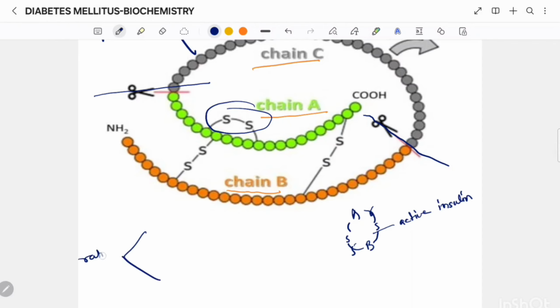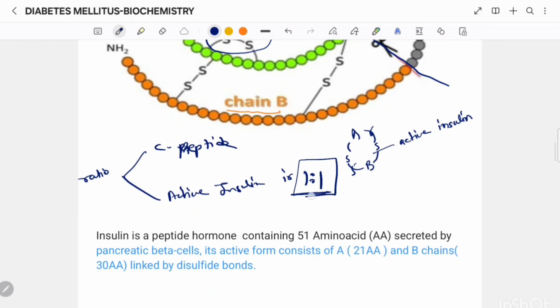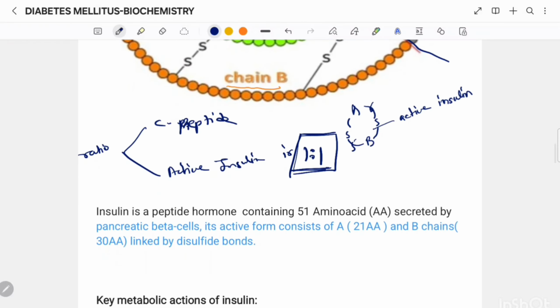The ratio of C peptide and active insulin is 1:1. We have its significant discussion in the later section.